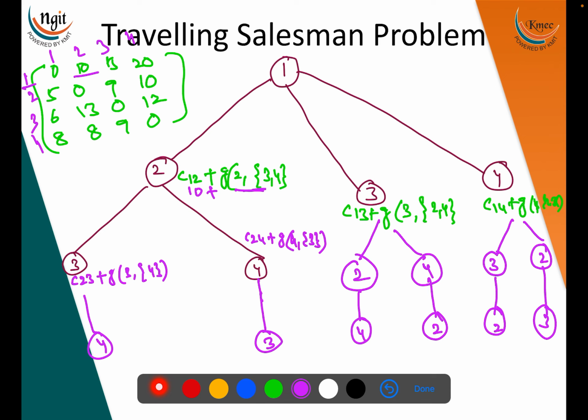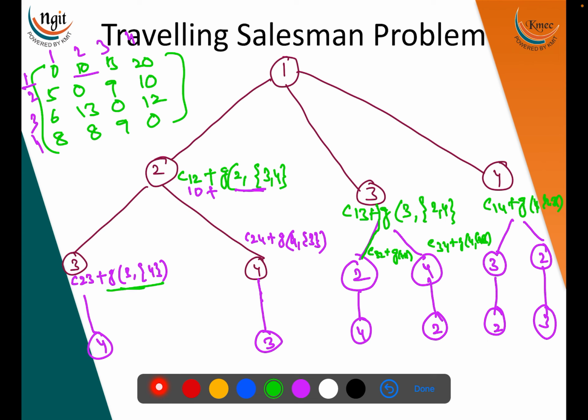Now write down the formulas. So at 4 the formula is this. Now you can write the formula at 2. At 2 the formula is the cost of the 3 2 vertex. Now write down C32 plus G of 2 comma 4. At 4, C34 plus G of 4 comma 2, 3. Now if you see this also, it is not solved.